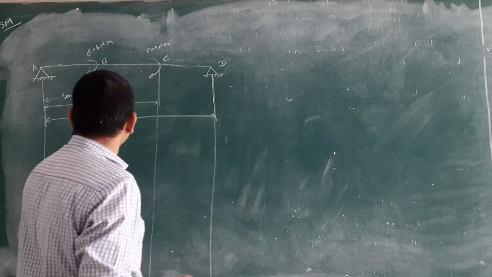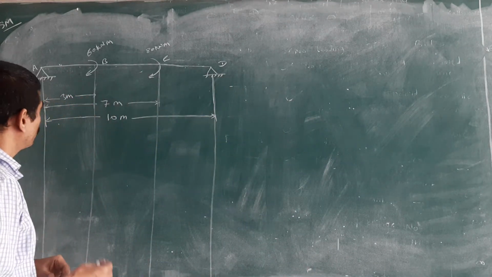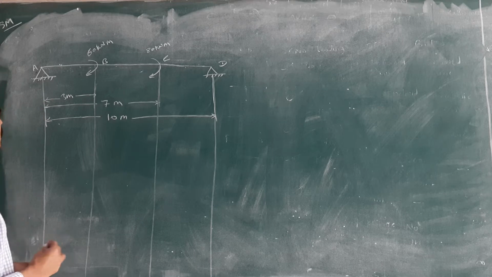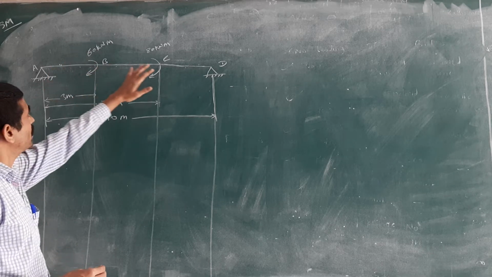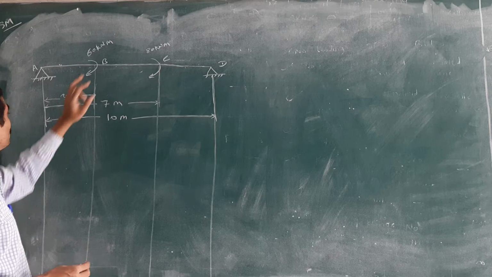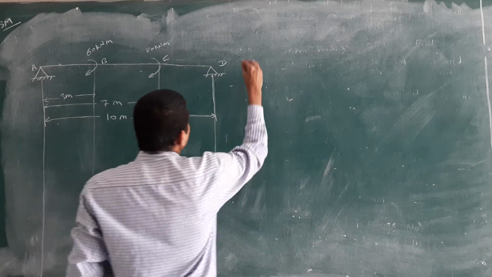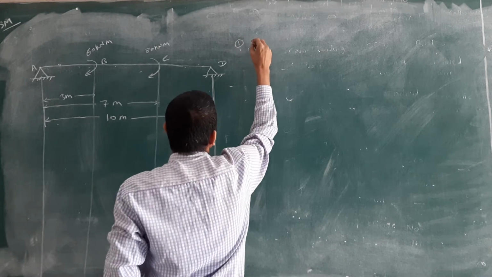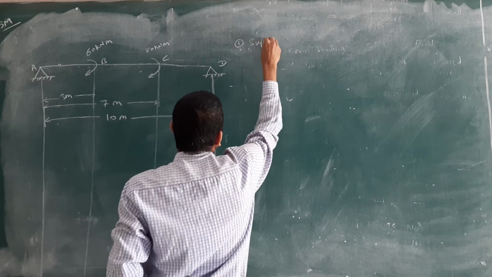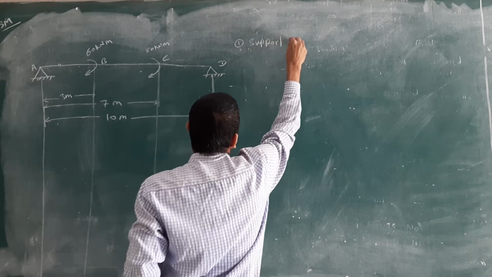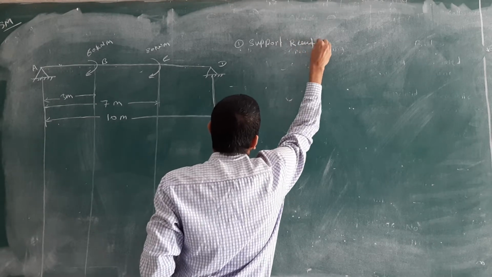Before going on to that, see, this loading diagram is given. You have a couple at point B and point C. The values are also given. We want to find the support reactions. First is the support reaction. How do we calculate the support reaction? All of you know support reaction.